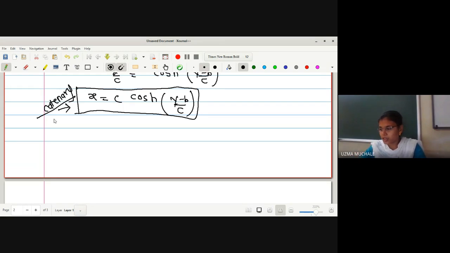Now I will tell you to write down one more example which is very similar to this one, or rather the same example, but for the surface of revolution we will take some other axis of revolution. Okay. Show that the curve is a catenary for which the area of surface of revolution is minimum when revolved about the x-axis.